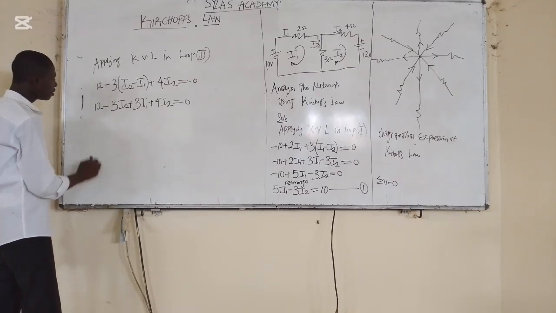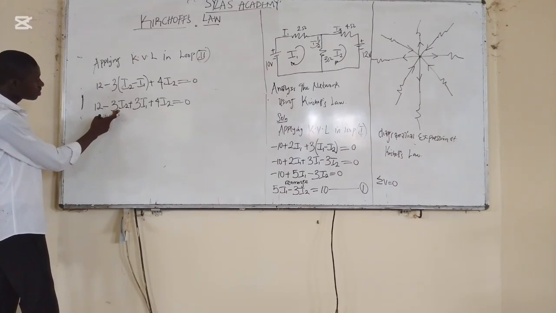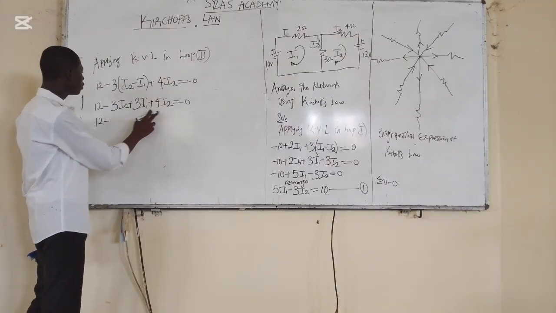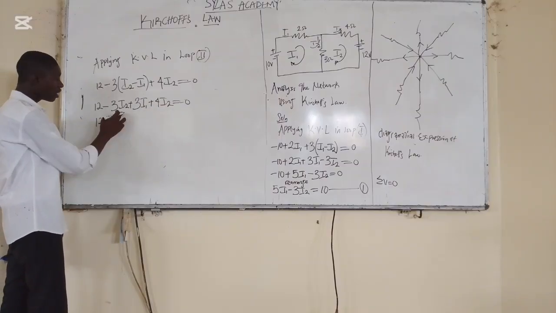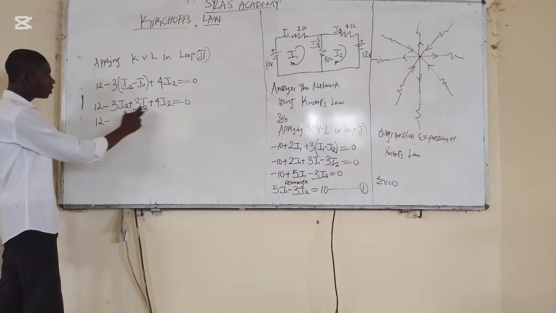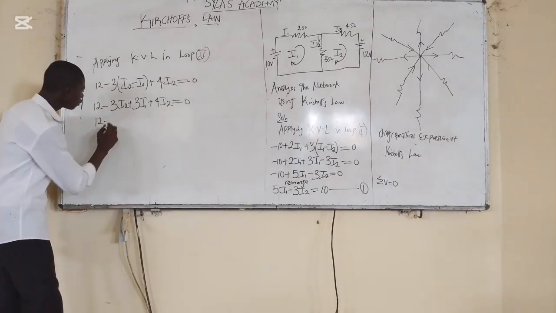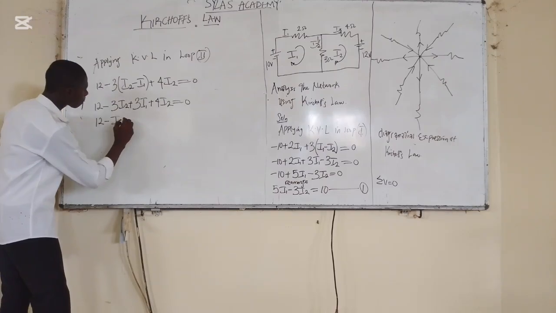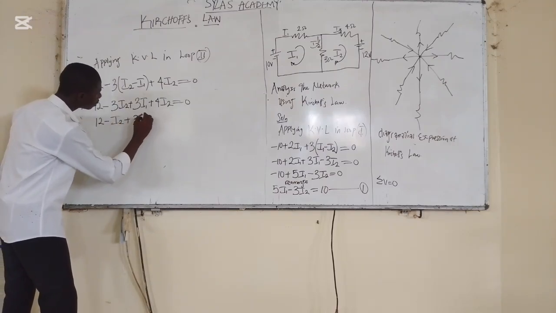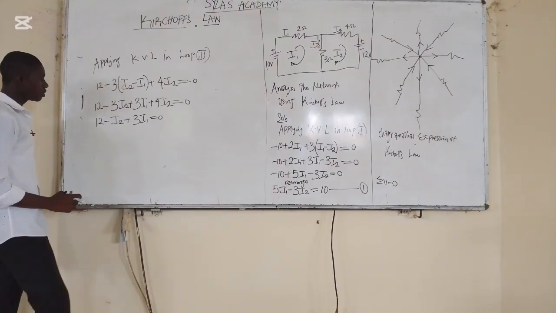You have 12 minus 3I2 plus 4I2. All of them are having the coefficient of I2. So minus 3 plus 4 gives you minus 1. So you have minus I2 plus 3I1 is equal to 0. Now, you rearrange.